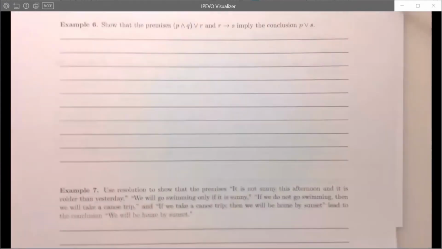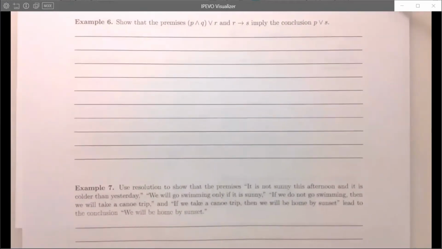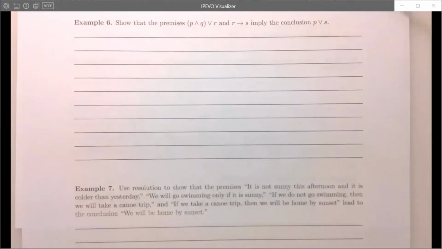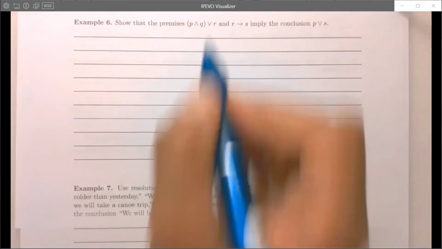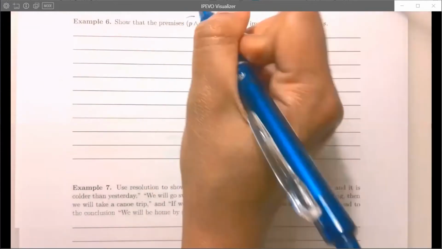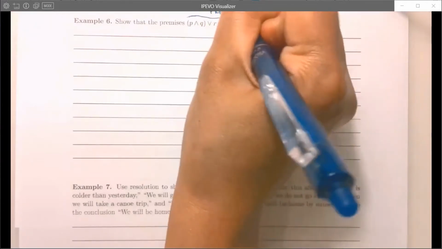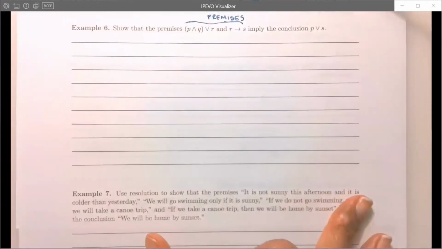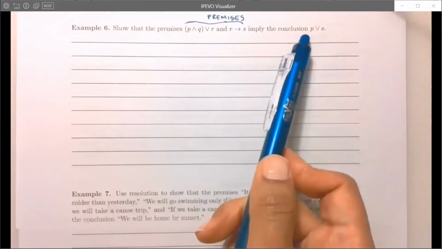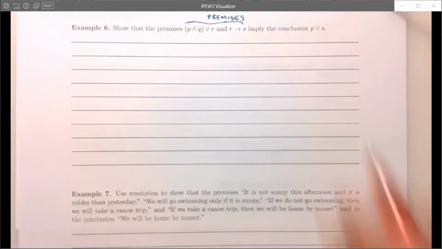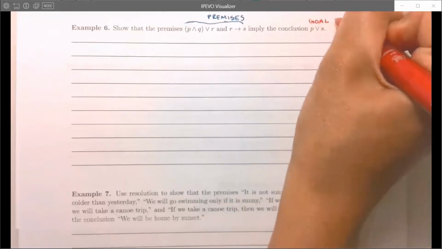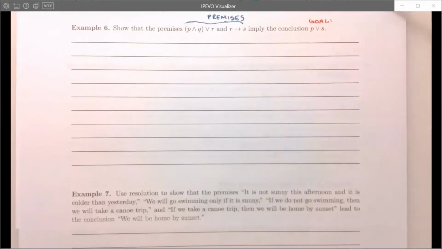Let's take a look at example number 6. Example number 6 is asking us to show that the premises "P and Q or R" and "R implies S" imply the conclusion P or S. So again, these here would be the premises, or what we're allowed to assume. And then we're going to try to make it to P or S. Okay, so our goal is to show this conclusion.